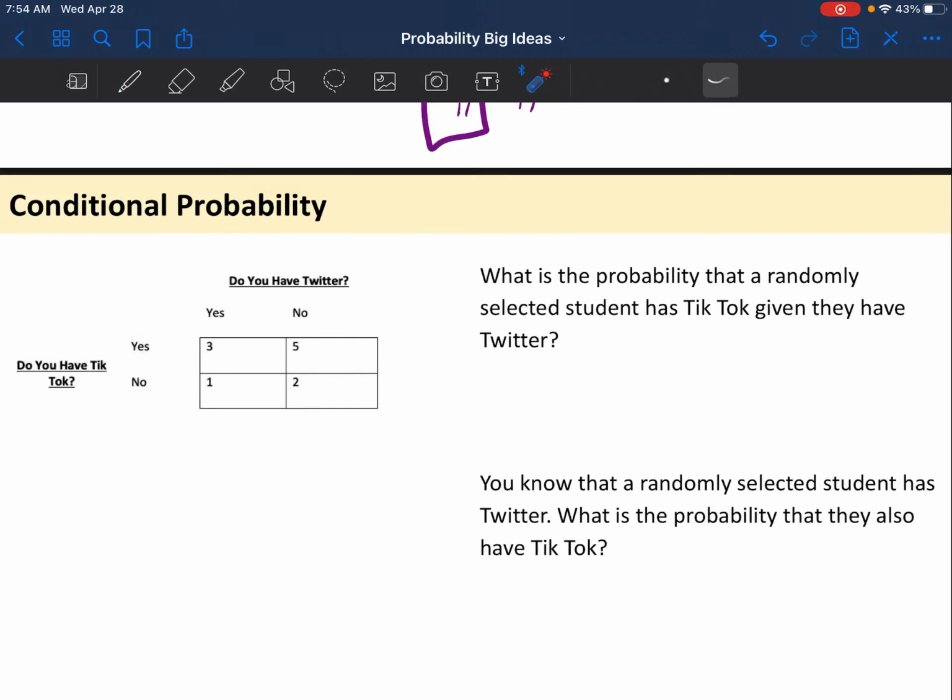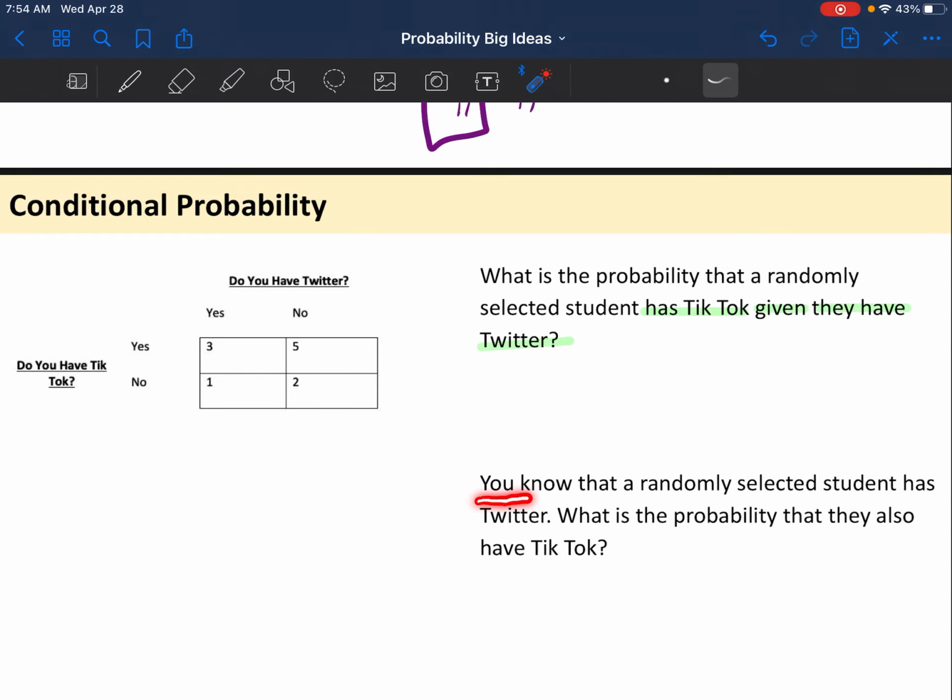Here I have two questions. What is the probability that a randomly selected student has TikTok given that they have Twitter? So there's a couple important things here. They have TikTok given they have Twitter.